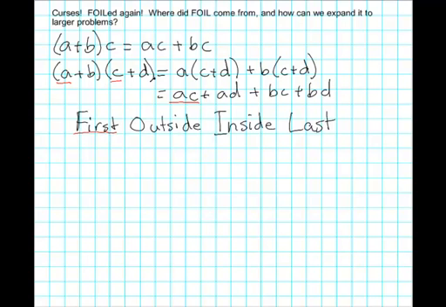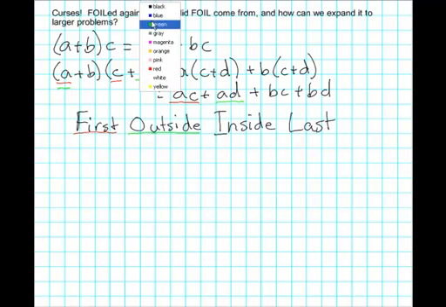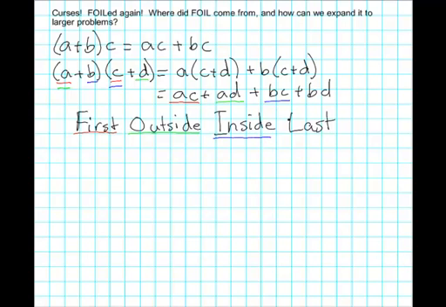And we can see here that the first multiply of our result is the multiply of the two first terms of our quantities. The second multiply of the result is the multiply of the two outside terms of our quantities. The third multiply of the result is the multiply of the two inside terms of our quantities, and the last multiply of our result is the multiply of the two last terms of our quantities.